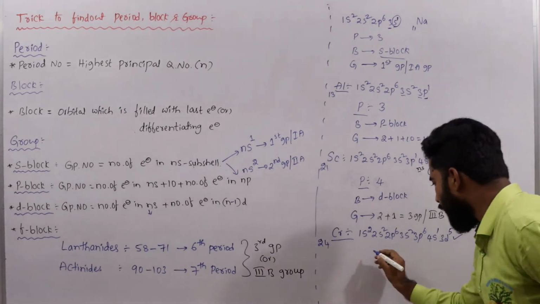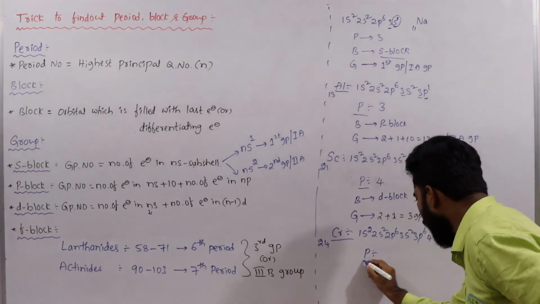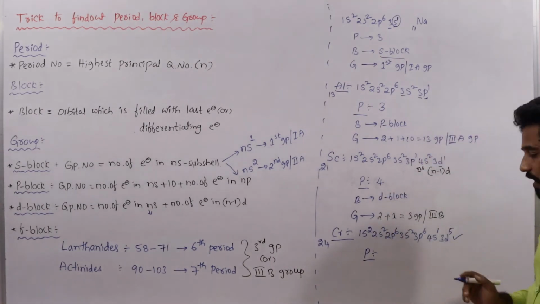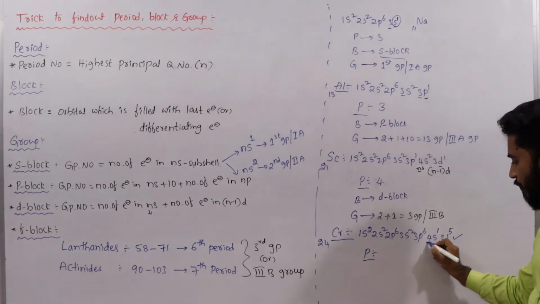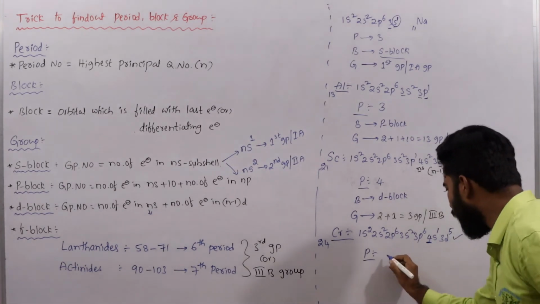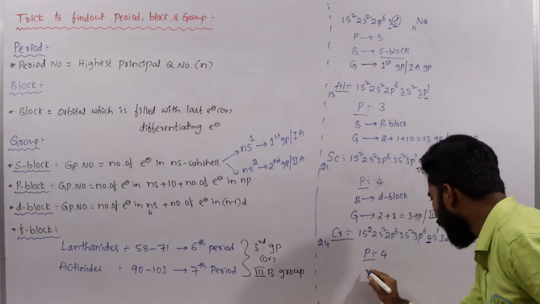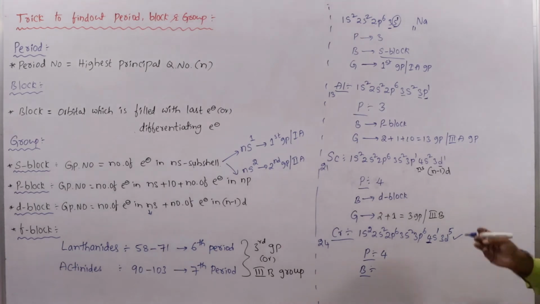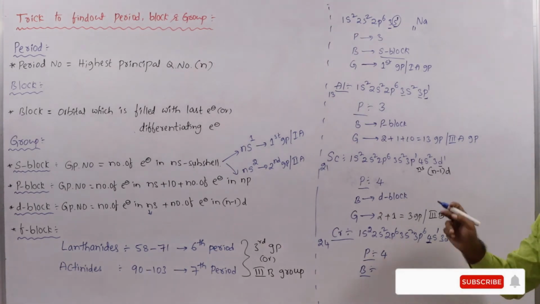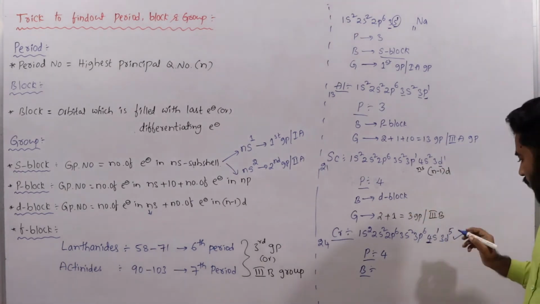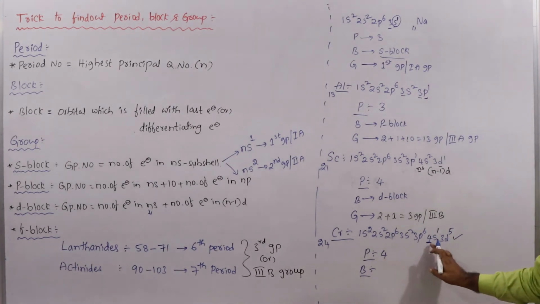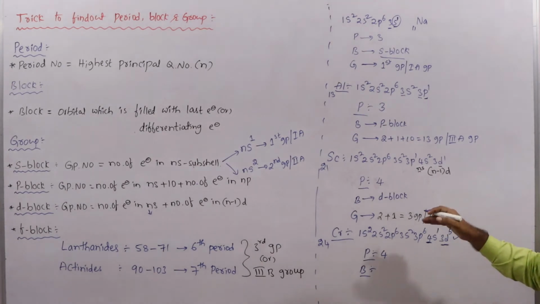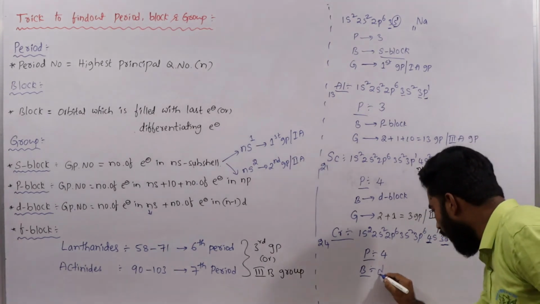So let us see the period. The period number equals the highest principal quantum number. What is the highest principal quantum number here? This is the highest principal quantum number, so it belongs to the fourth period. Okay, let us see the block. How to find out the block? The differentiating electron enters into which orbital? After filling the 4s orbital, the electron enters into the 3d orbital. That's why chromium belongs to the d block.